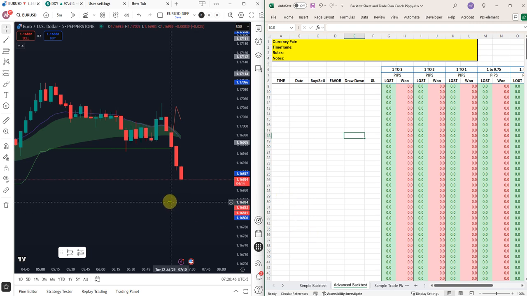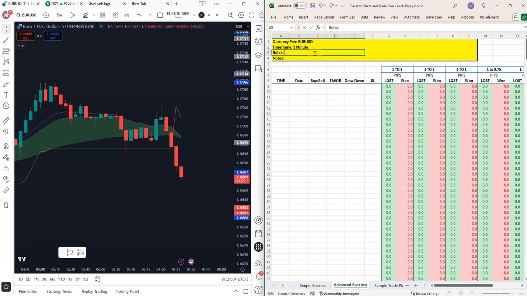The first thing we want to do is determine what our rules are, so we're going to type those here. We're going to trade the Euro USD on a 5-minute chart. Our rules, let's change up the rules a little bit.